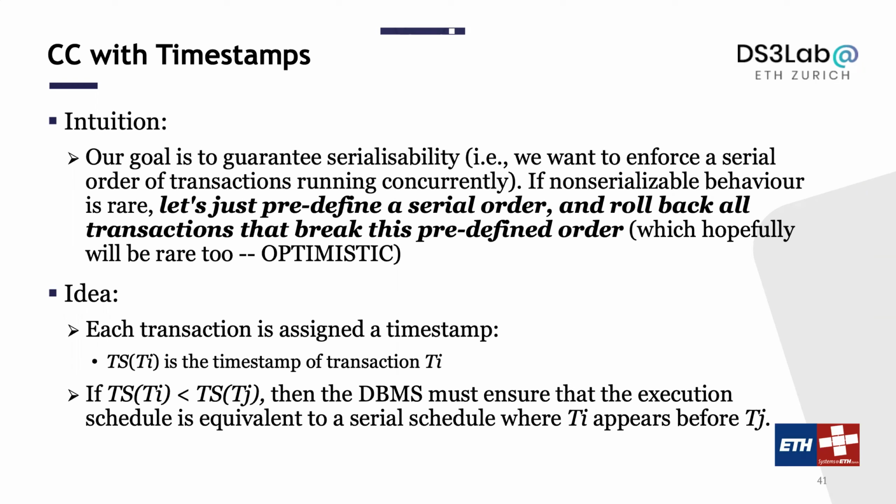If the timestamp of TI is smaller than the timestamp of TJ, it actually means that TI happens, for example, is submitted before TJ. Then my database must ensure the execution schedule is equivalent to a serial schedule where TI appears before TJ. Given the timestamp, essentially you can compare timestamps, so you actually define a serial schedule, and I want all my execution to be equivalent to that.